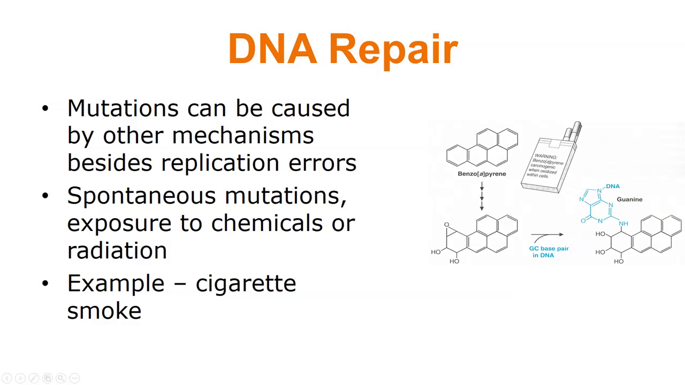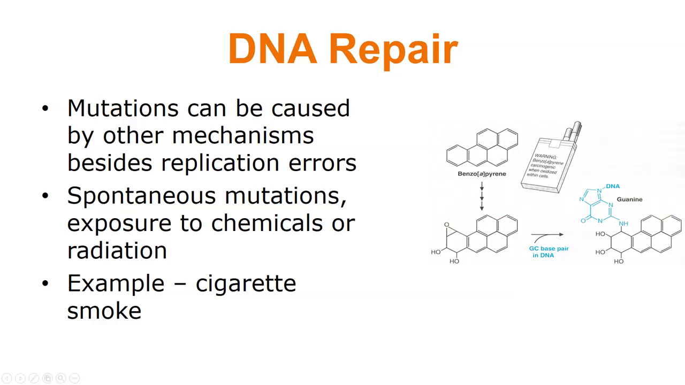Okay, so that's how we deal with mistakes made during DNA replication. You also have other places where you can have mutations, where the DNA can be altered after replication. Okay, these are some types of spontaneous mutations.